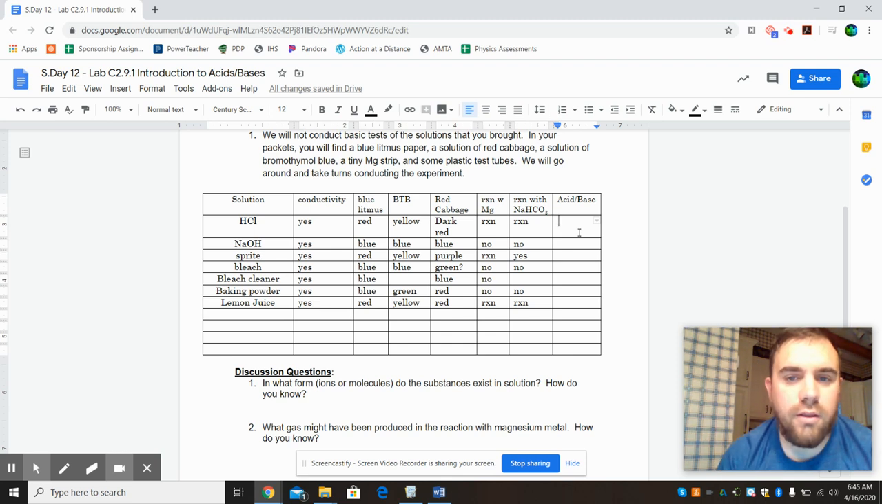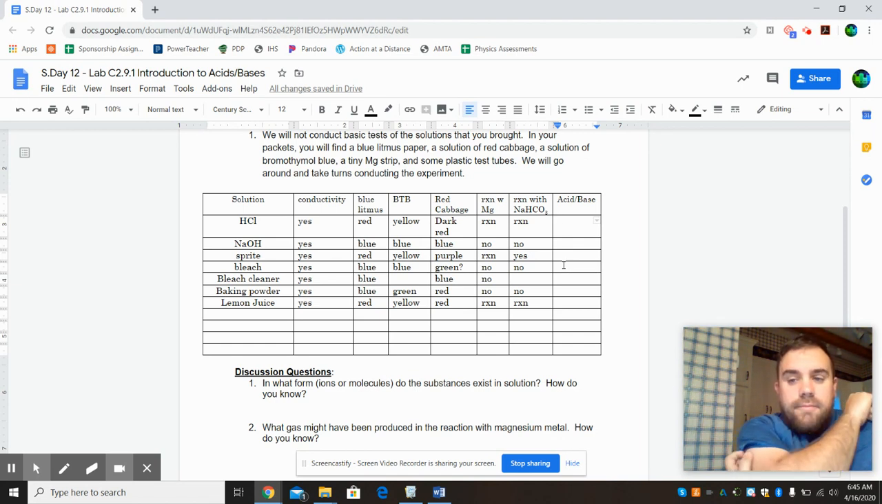So as you can tell, there are some similarities in these properties. And as it turns out, it's because they are a certain type of material, either an acid or a base. HCl is a very well-known acid, as you know, hydrochloric acid. And notice that it turns blue litmus red. Let's just look at other things that turn blue litmus red.